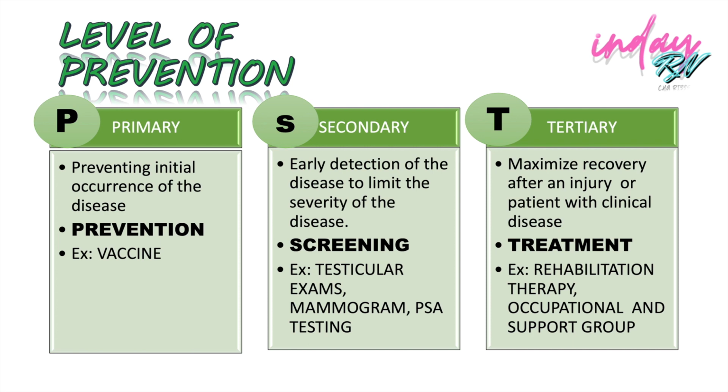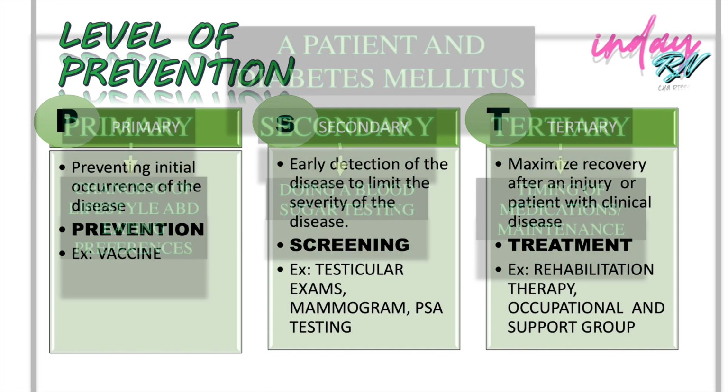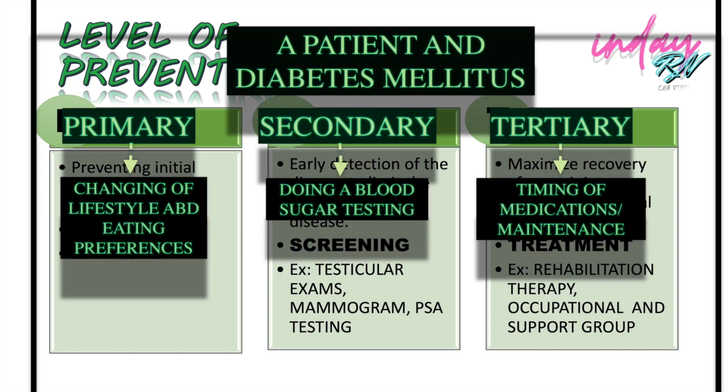Another example of this is a patient with diabetes. Here in the primary prevention, that patient will get current updates on how to have a healthy diet and exercise plan to prevent the occurrence of diabetes mellitus in the future. So maybe here in prevention, there are some health education activities being done by our community health nurse in order for our people to prevent a certain disease.